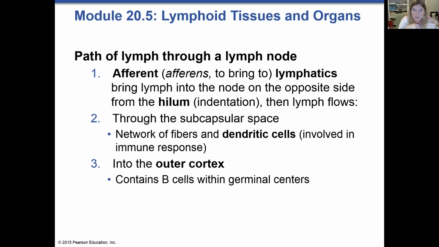Students tend to think dendritic cells are some type of nerve cell. They're not. They look like nerve cells, which is why they're called dendritic cells. They have all these extensions, but really they're just a special type of immune cell.